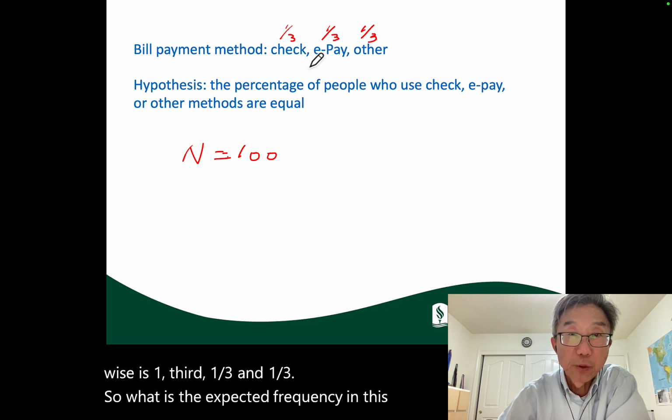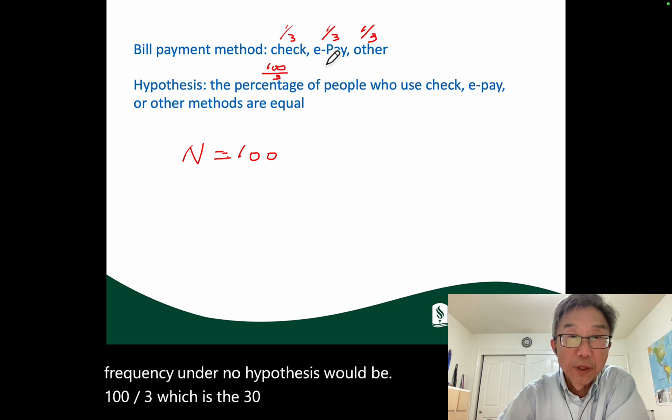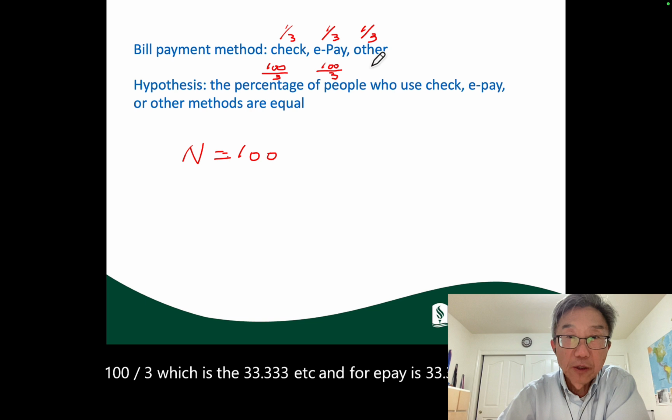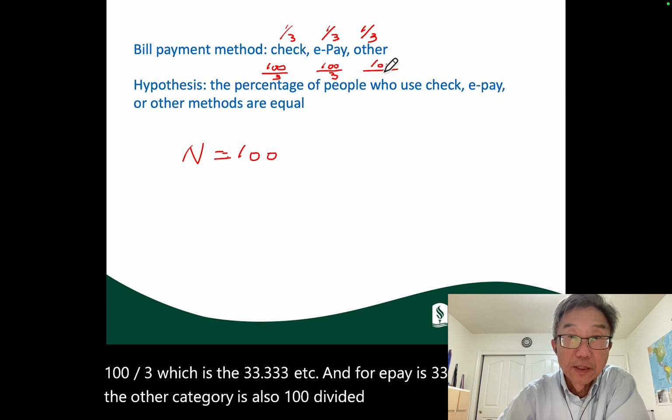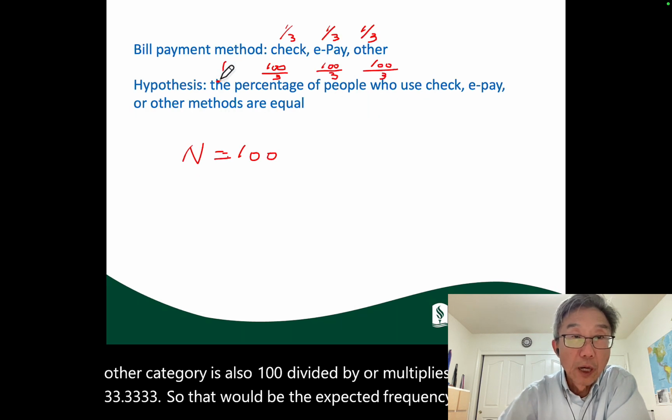Well, the expected frequency under the null hypothesis would be 100 divided by 3, which is 33.333, etc. And for ePay is 33.3333. And for the other category is also 100 multiplied by 1/3. So you have 33.3333. So that would be the expected frequency under the null hypothesis.